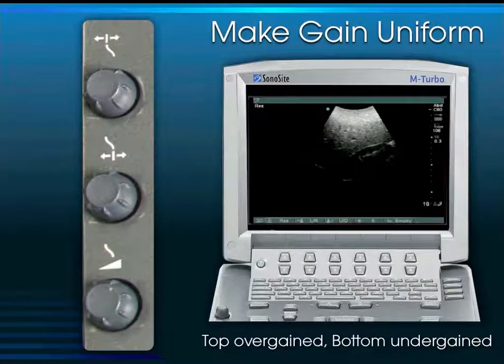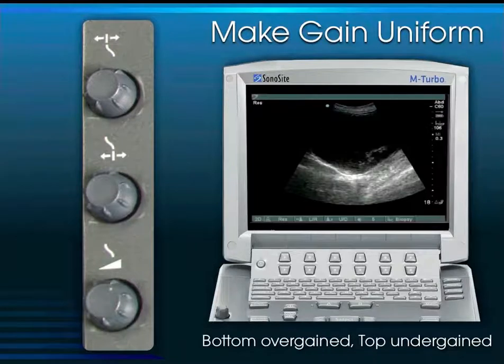So we take this image right here, and the goal is to make it uniform in its gain. From the skin line into the body, we can see the top half of the field is overgained, while the bottom half of the field is undergained. To compensate for that, we're going to turn down the near field and turn up the far field. As we do, now we have the opposite problem. The far field is overgained, the top field is undergained. To compensate for that and make it uniform, I'm now only going to turn down my far field.